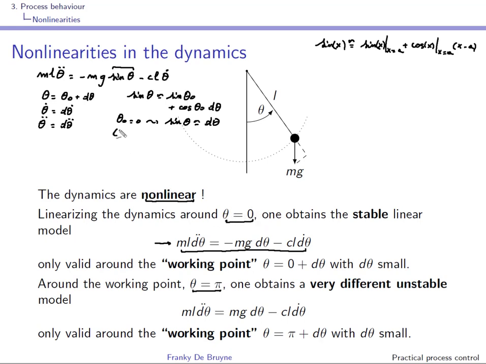If you take theta 0 equal to pi, we'll have sine theta. This will still be 0.